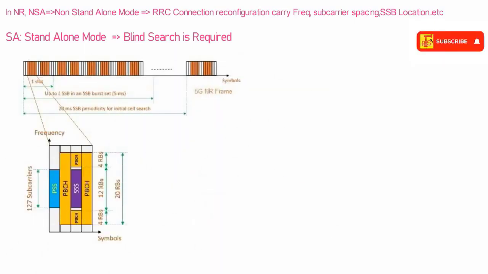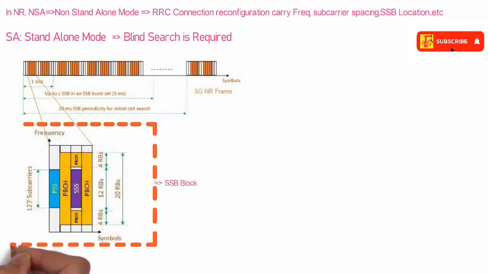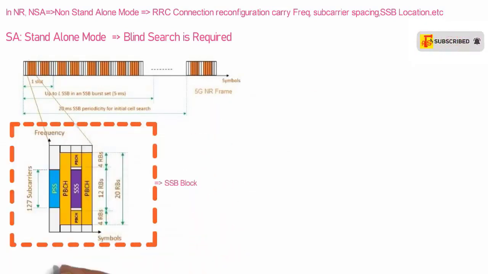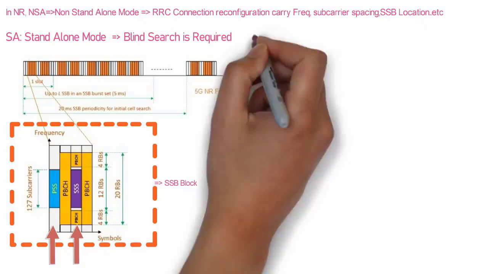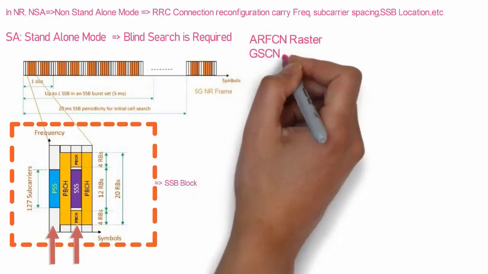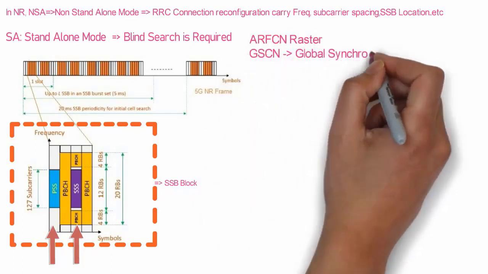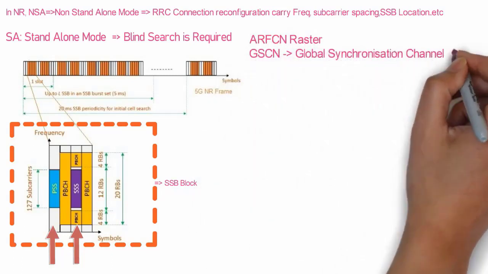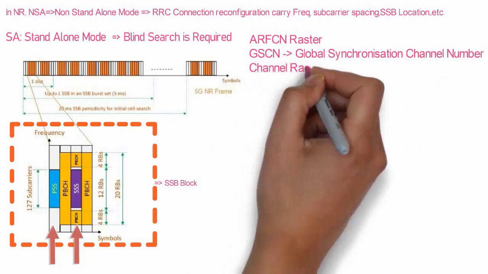Why is the UE trying to decode the SSB? Because the UE wants to decode PSS and SSS to find the physical cell ID, and PSS and SSS exist in the SSB block, so the UE wants to decode the SSB first. The UE needs to search the SSB based on the ARFCN and raster. Again ARFCN and raster come. Now here the concept of global synchronization channel number, channel raster, and synchronization raster will come.